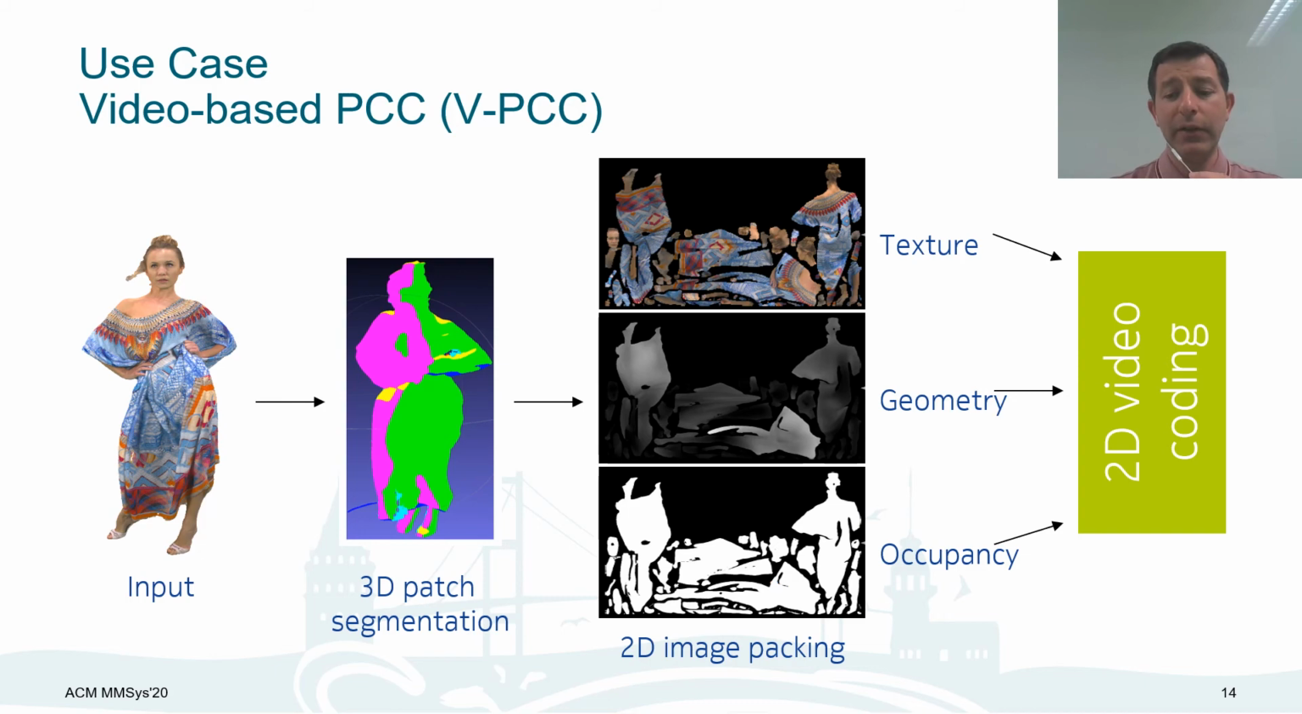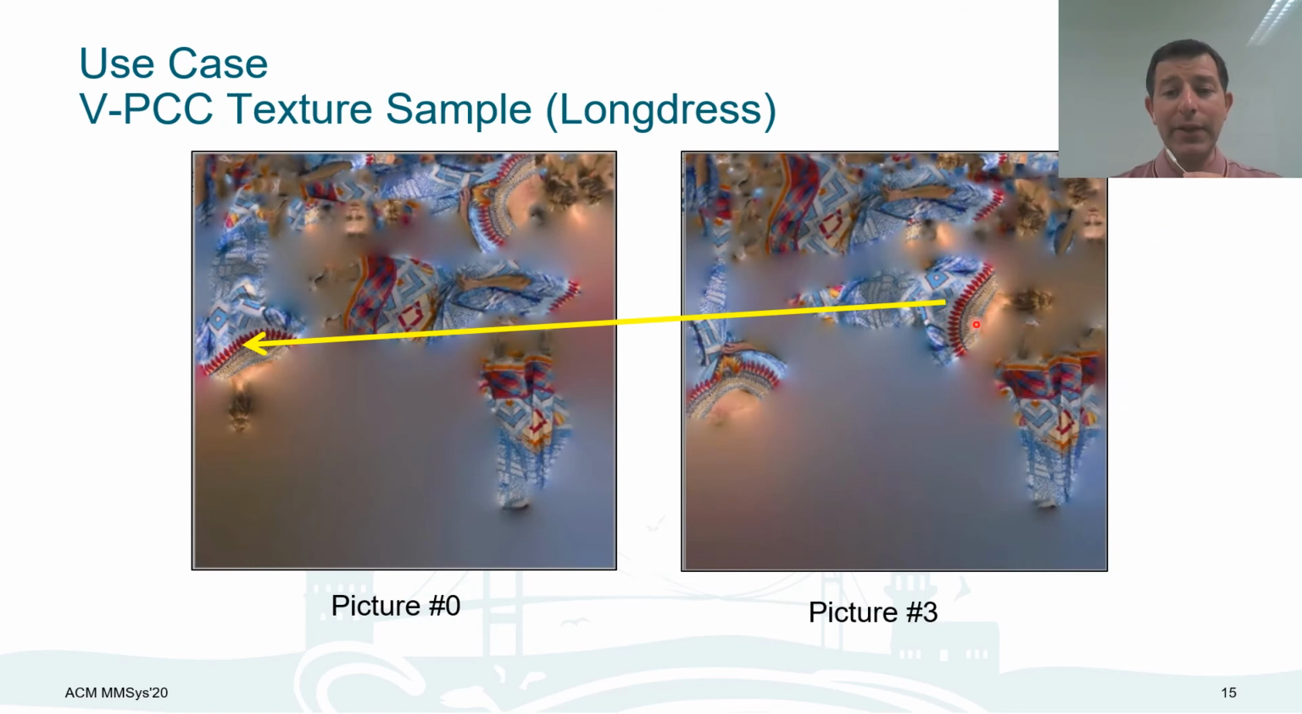The point is that this content may have rotation in the object. In this example, you see 2 different frames of the Long Dress test sequence. Here you see that this lady is packed horizontally, but here she is vertical. So there is this 90-degree rotation and also flipping. Normal VVC cannot predict this, but with our modification, we can do this prediction.